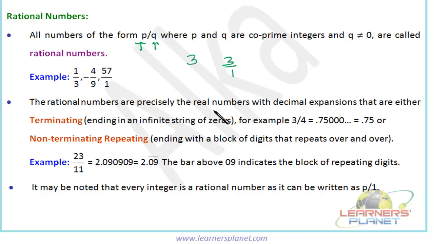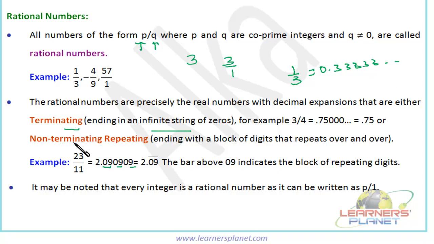So the rational numbers are precisely the real numbers with decimal expansion that are either terminating, say 3 by 4, that's 0.75. This is an example of terminating decimals. Then non-terminating decimal, suppose 23 by 11, we can see the series 090909 is continuously repeated. That means a block of digits is continuously repeated. Similarly, we can take the example of 1 by 3, that's 0.333333. So 3 is not going to end. So it's a terminating decimal or a non-terminating repeating decimal.